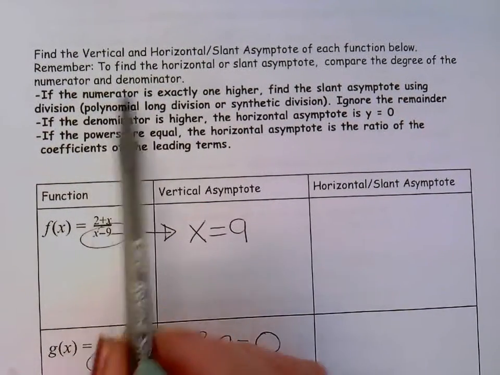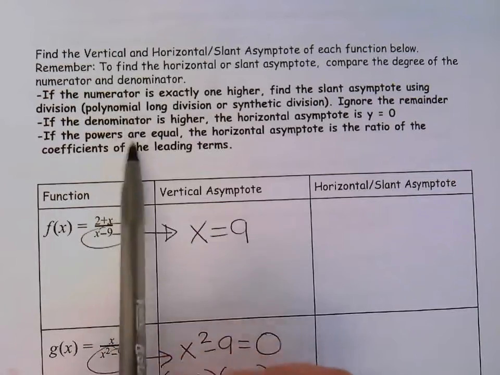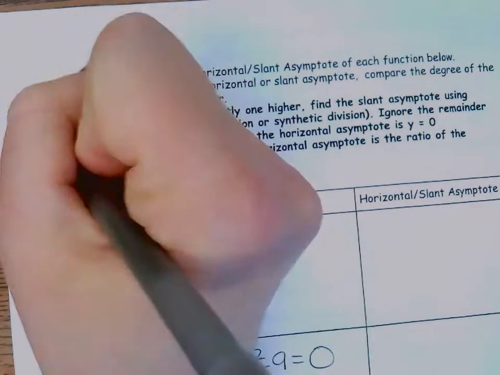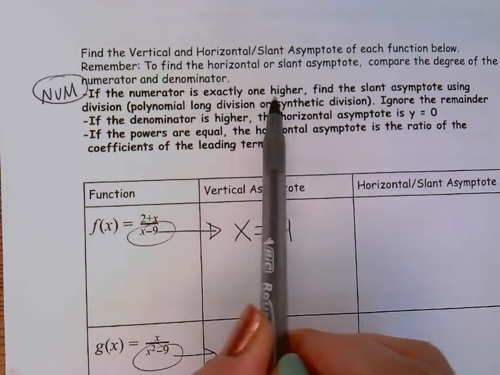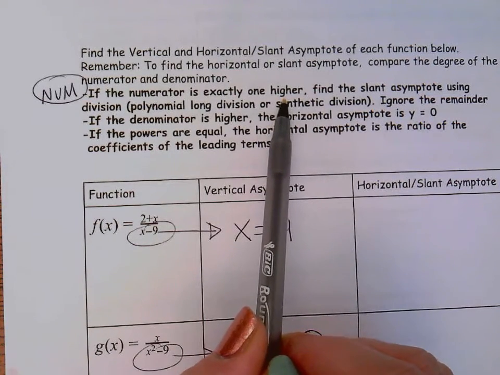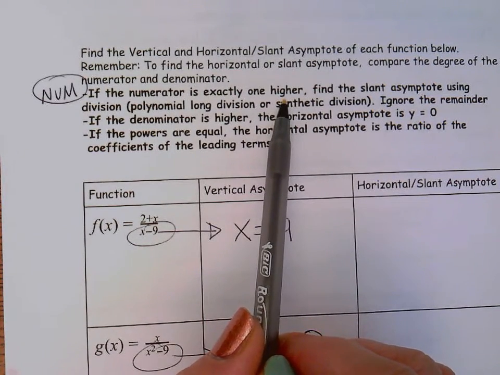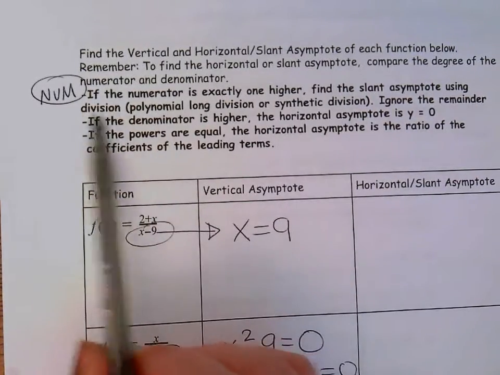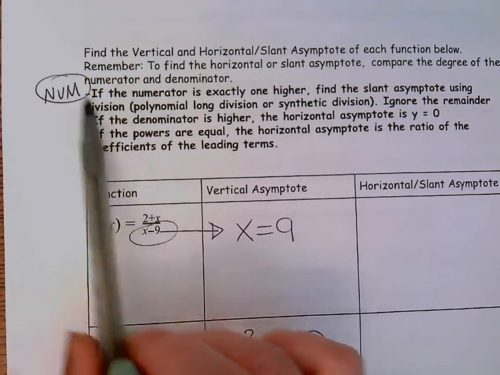You're going to compare your numerator versus your denominator. So part 1, if the numerator wins and is exactly 1 higher, like x squared over x or x cubed over x squared, you're going to find the slant asymptote using division. So we already have seen that a little bit.